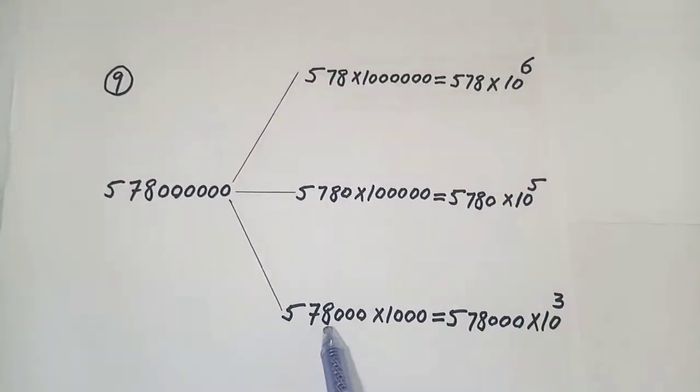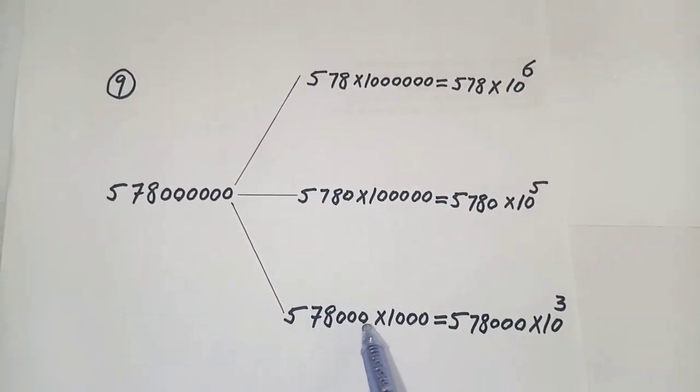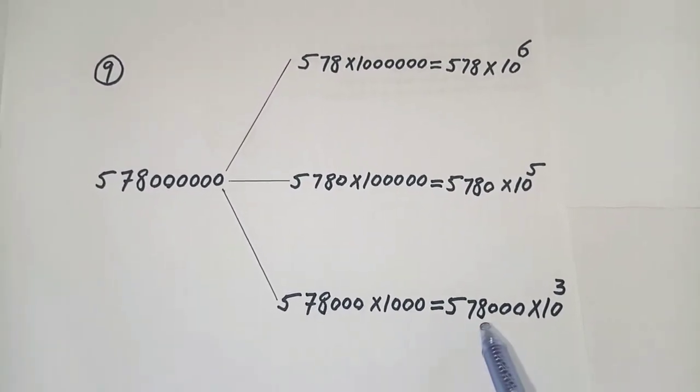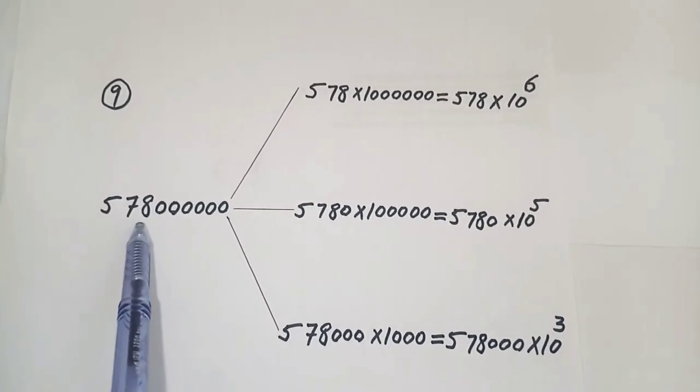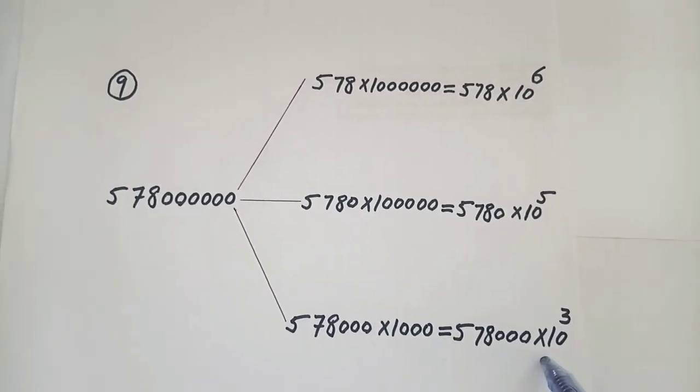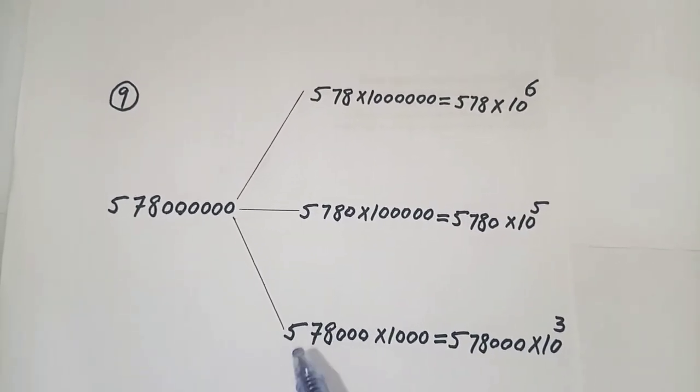Or we can write it here, 3 zeros are here and 3 zeros are here. So this number is written here, and these 3 zeros are written as 10 power 3. So this number can be written in this form, or this form, or this form. So these are different forms.